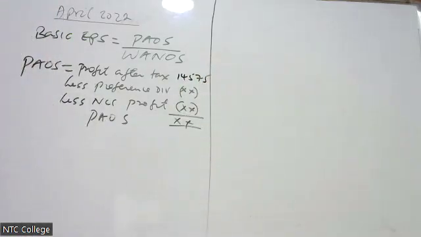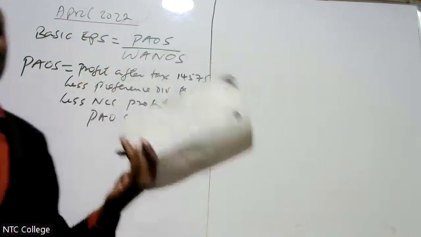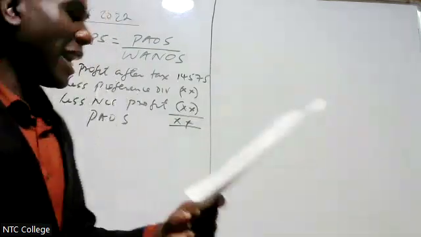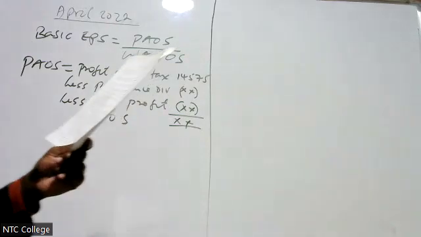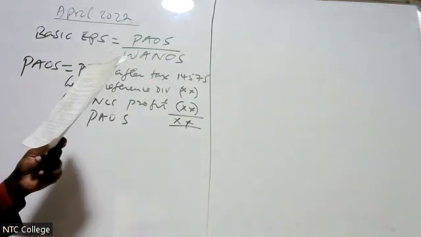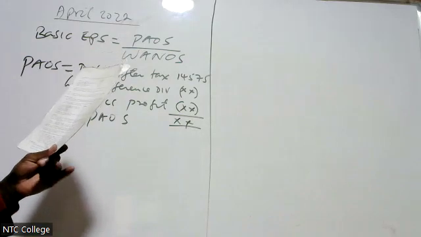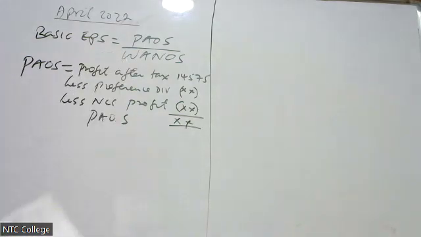14,575. That is the profit after tax. Then do I have preference shares? Do I have preference shares for me to get preference dividend? Yes, I check in the question. The examiner told us that we had 7% redeemable preference shares of Shillings 10 par value, 1 million.